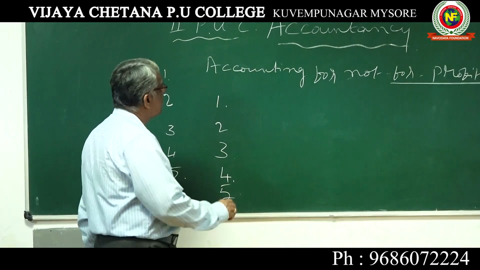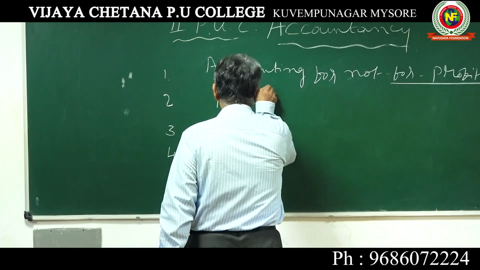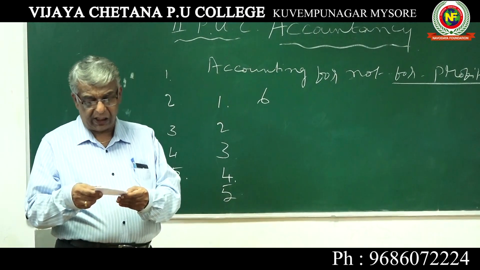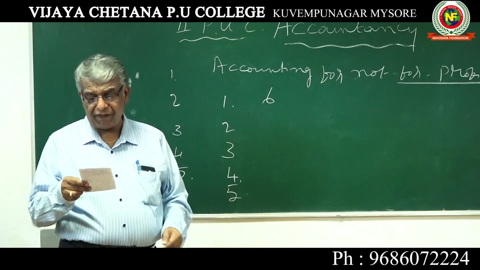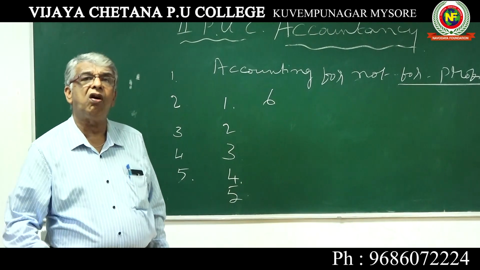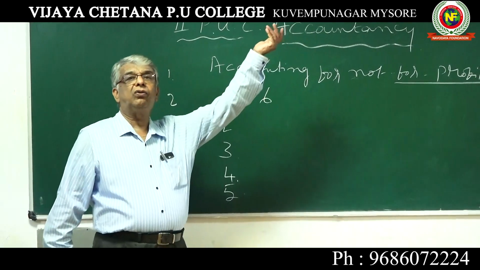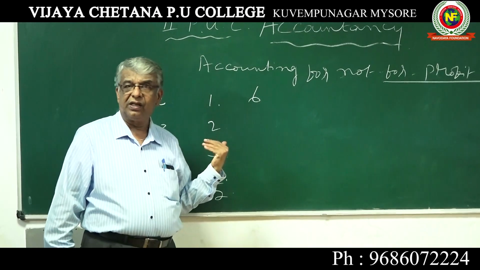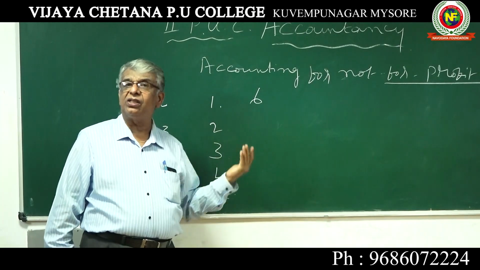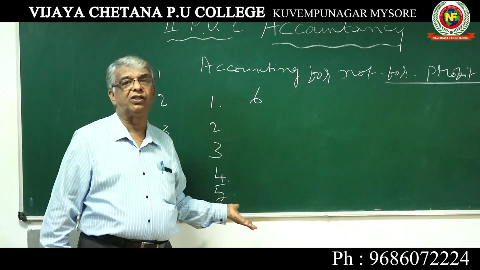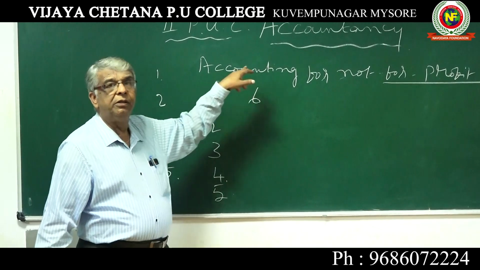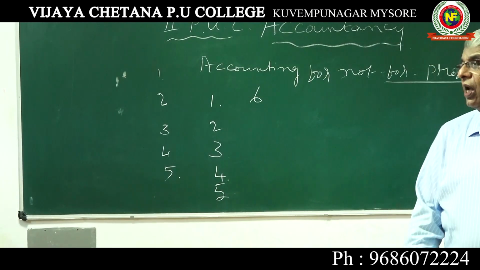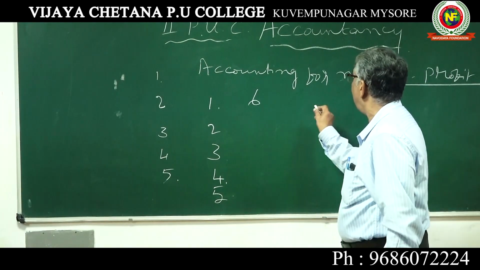And the next one, the sixth one, is sources of income. What are the sources of income? As you know, the main source of income is subscriptions and then donations, legacies and interest on investments. So after these characteristics, now I would like to take up the books of accounts.